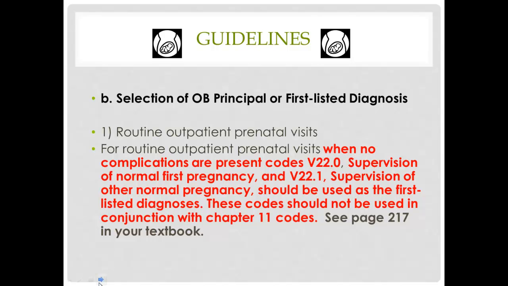Notice that V22.0 and V22.1 cannot be used with your Chapter 11 codes. Again, V22.0 and V22.1 cannot be used with Chapter 11 codes. Chapter 11 codes indicate that there is a complication in the pregnancy, while V22.0 and V22.1 indicate that these pregnancies are without complication, so they cannot be used together. You can read more about this on page 217 in your textbook.